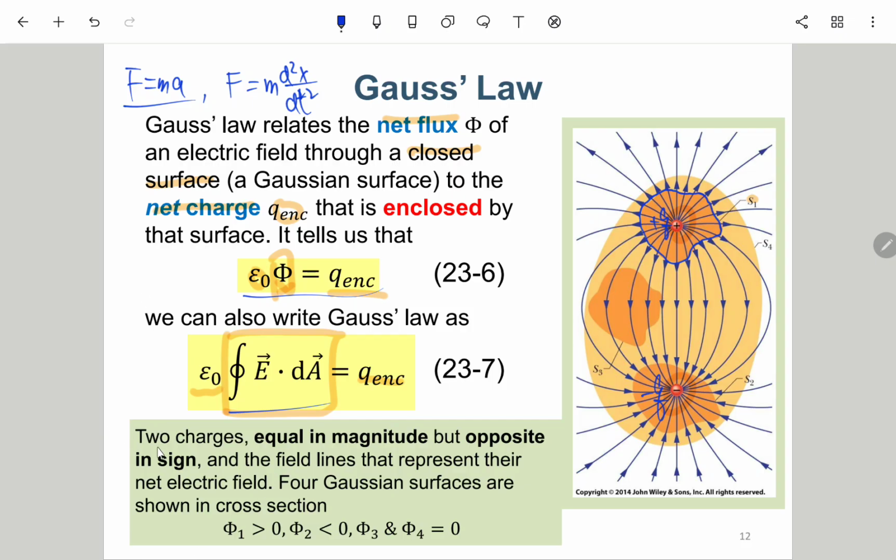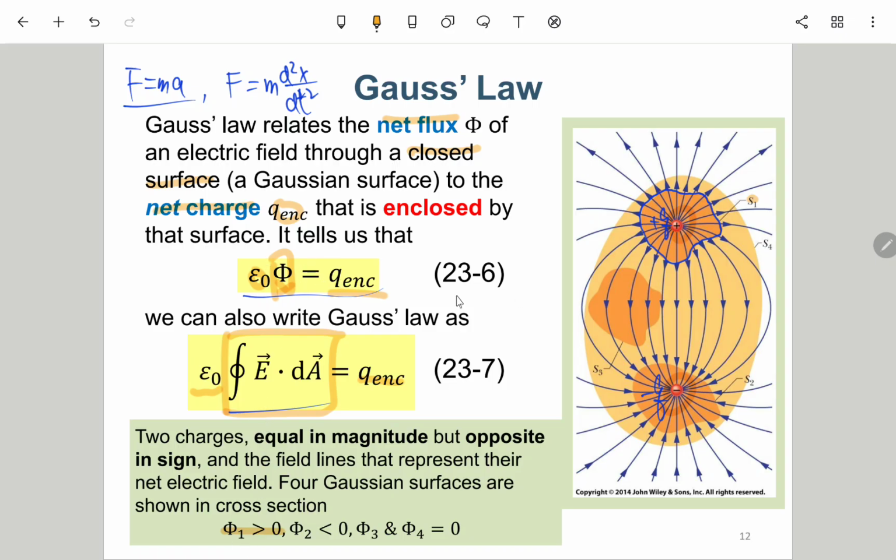Here it says two charges equal in magnitude but opposite in sign, and the field lines that represent their net electric field for Gaussian surfaces are shown in cross section. So here it says phi 1, referring to S1, is positive. What it means is that S1 encloses a positive charge, which means that Q enclosed 1 is positive, and epsilon is of course positive. So this phi 1 is positive.